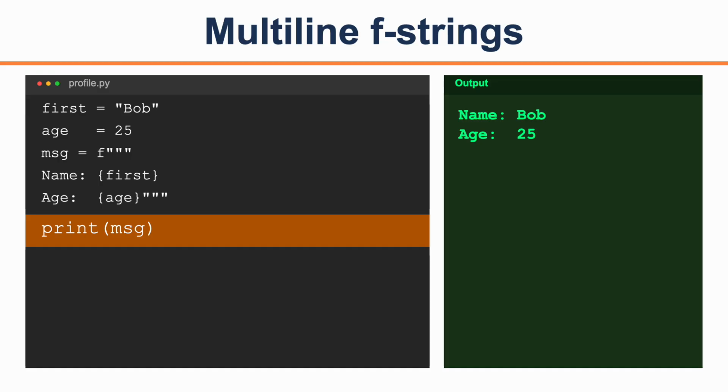The print function outputs the multiline result. Each placeholder is replaced with its variable value. The line breaks inside the triple-quoted string are preserved in the output. The result prints across multiple lines automatically.